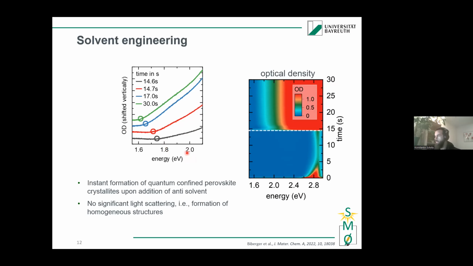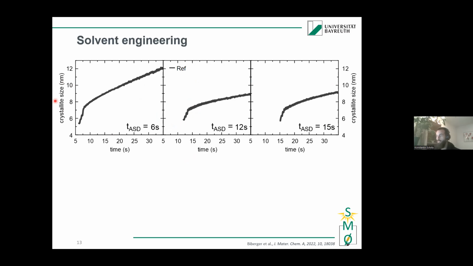Okay, now looking at the growth dynamics, we have here the crystallite size extracted from the PL as a function of time for the reference solution, so without ionic liquid, for the different timings of the anti-solvent dripping. So here 6 seconds, 12 seconds, and 15 seconds after the spin coating. And what we see is that for later dripping times, the growth rates are way slower than for this 6 seconds dripping time. Why is this the case?